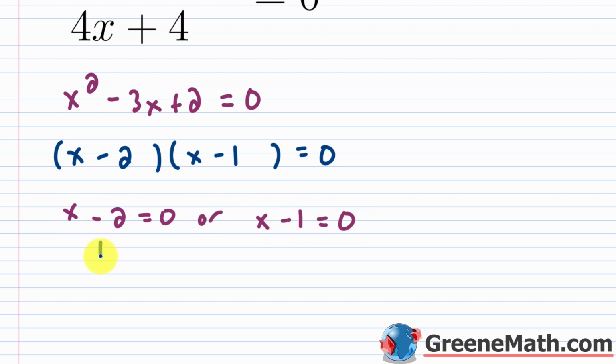For this one over here, you just add 2 to both sides of the equation. This cancels. You get x is equal to 2. And then for this one over here, we would add 1 to both sides of the equation. This cancels. You get x is equal to 1. So that means you're going to have x-intercepts at (2, 0) and (1, 0). Now keep in mind that the multiplicities here are going to be 1 in each case. So that means it's an odd multiplicity. So we're going to cross through the x-axis at (2, 0) and (1, 0).